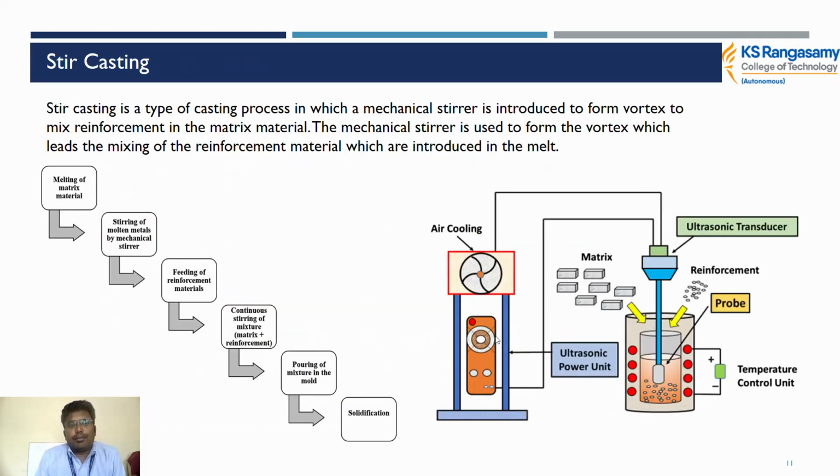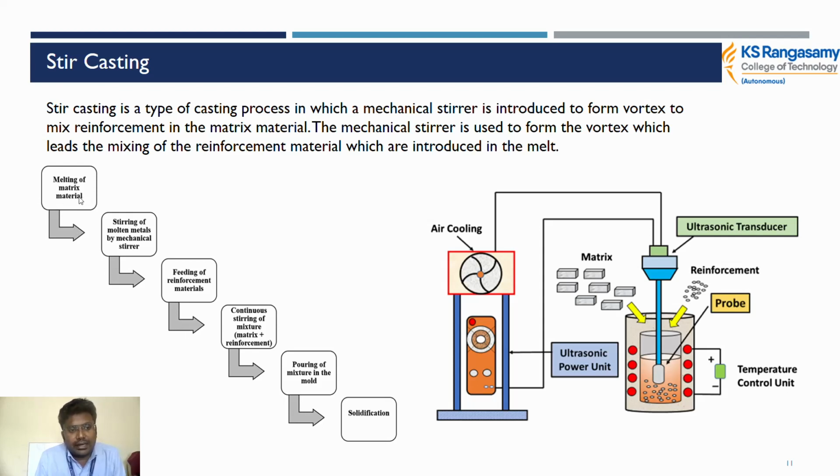Next important method for manufacturing composite material, particularly metal matrix and ceramic matrix composites, is the stir casting method. Stir casting is a typical casting process in which a mechanical stirrer is introduced to create a vortex to mix the reinforcement in the matrix material. The mechanical stirrer is used to form the vortex, which leads to mixing of the reinforcement material introduced into the melt. So this is the step-by-step procedure.